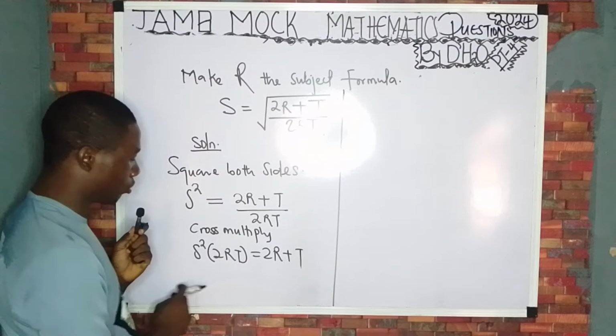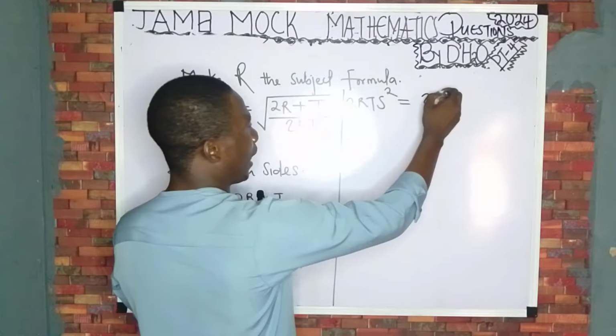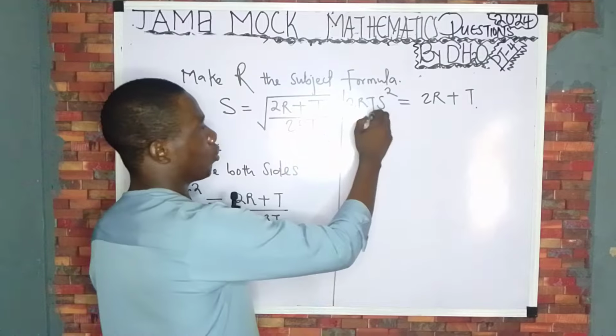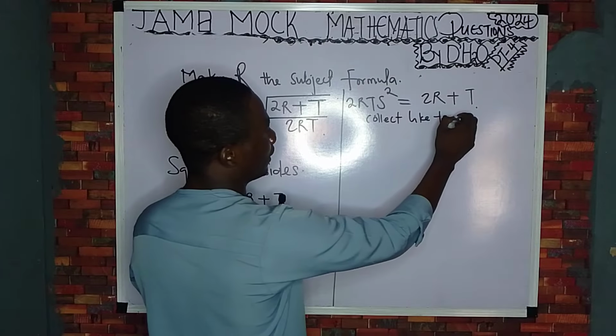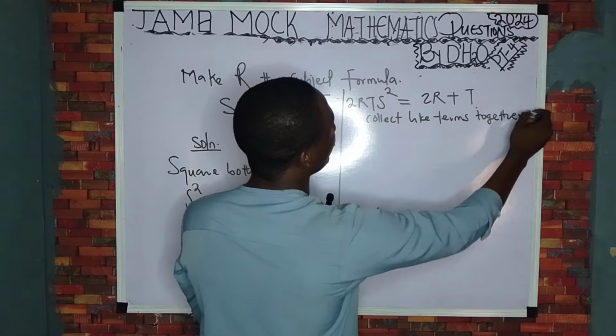Okay, now let's do this quickly. If x squared multiplies this, you have 2r x squared minus t x squared is equal to 2r plus t. Remember, we have to make r the subject of the formula. So what do we do? We collect like terms together. Make sure you take every variable that contains r to one side.